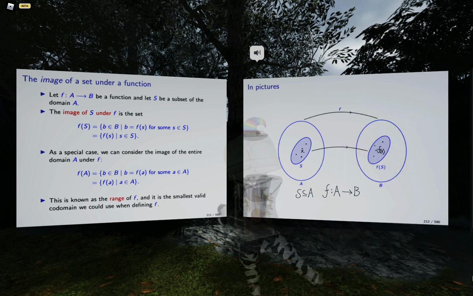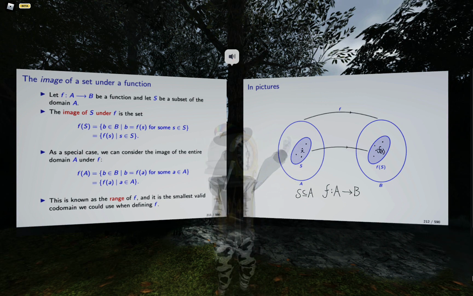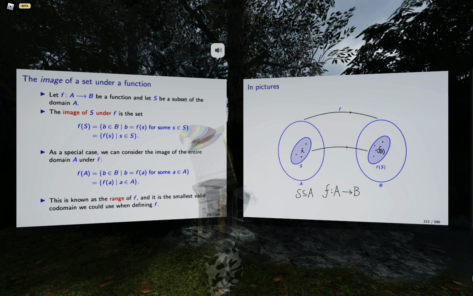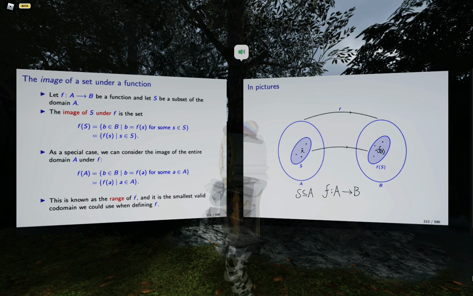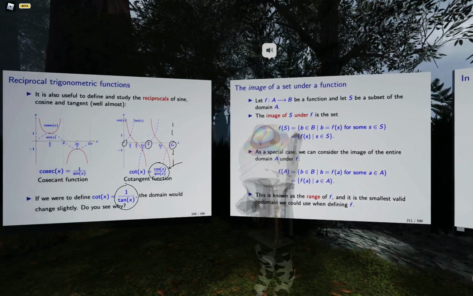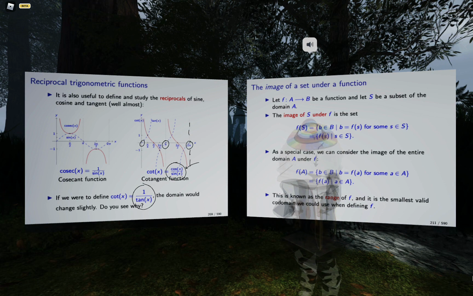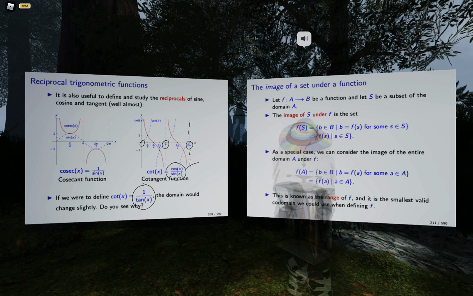You could think about shining a light. So you take a light, you shine it on an object, and there's an image of that object appearing on the wall, the shadow, right? That's kind of where this word image comes from. Okay, so that's the picture. Now let's have a look at the formal definition. This is just what I said, right? f of S is the set of all those things in B, which are the image of something in S. Or if you like, for every s in S, apply f to it, and then collect them all together, and you've got your set.